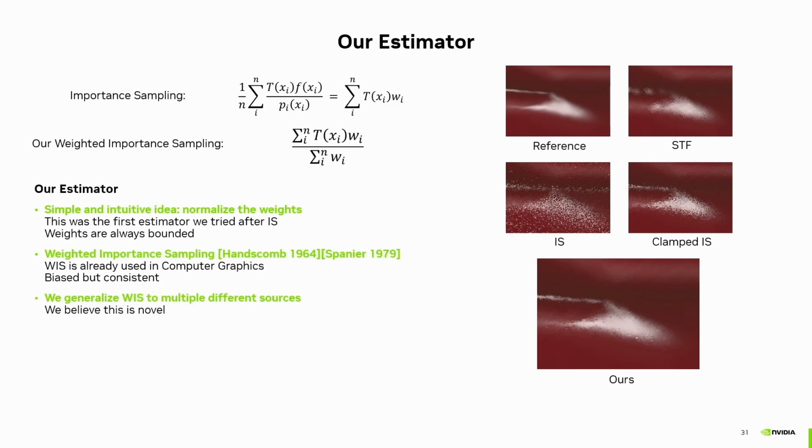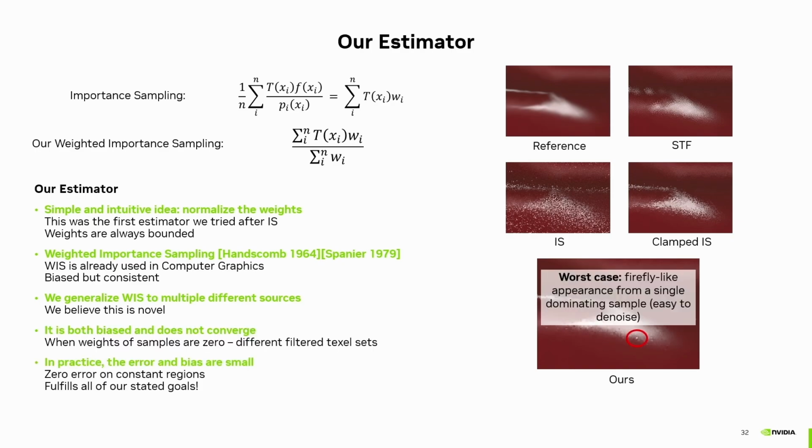And this is not a new idea. This is called weighted importance sampling. This estimator has been used in the history of computer graphics in many applications. It's a biased estimator, but it's consistent and it converges. And what we did, and we believe this is novel, is generalize weighted importance sampling to multiple different sources of samples. And this modification, unfortunately, is not just biased, but it's also not consistent.